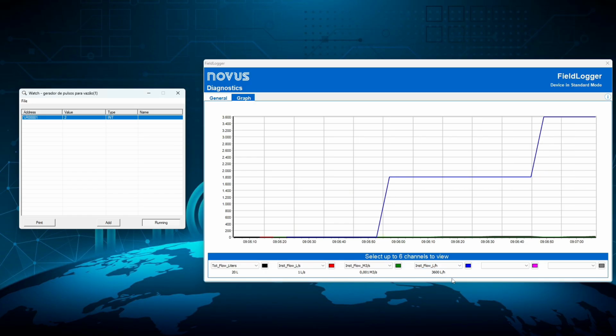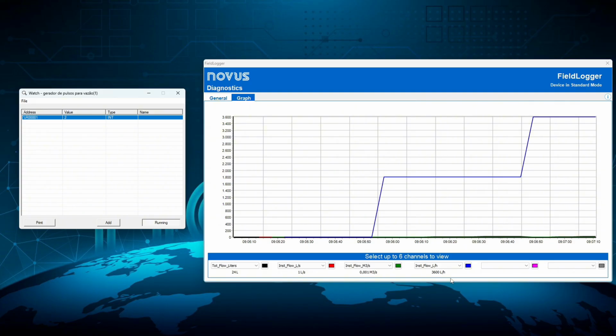With this video, it was possible to demonstrate how to configure a flow meter on the digital input of the field logger.